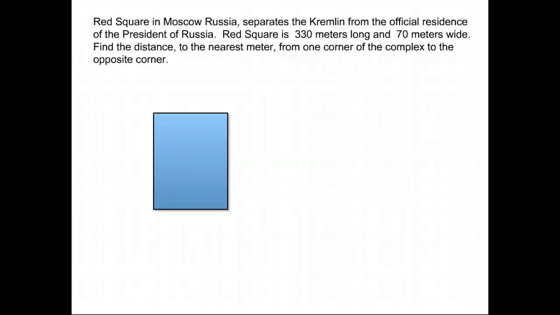Okay, let's try this one. All right, this is an example. It's a story problem, which we love. It says, Red Square in Moscow, Russia separates the Kremlin from the official residence of the President of Russia. Okay, so it's just kind of an open courtyard. It says, Red Square is 330 meters long and 70 meters wide.